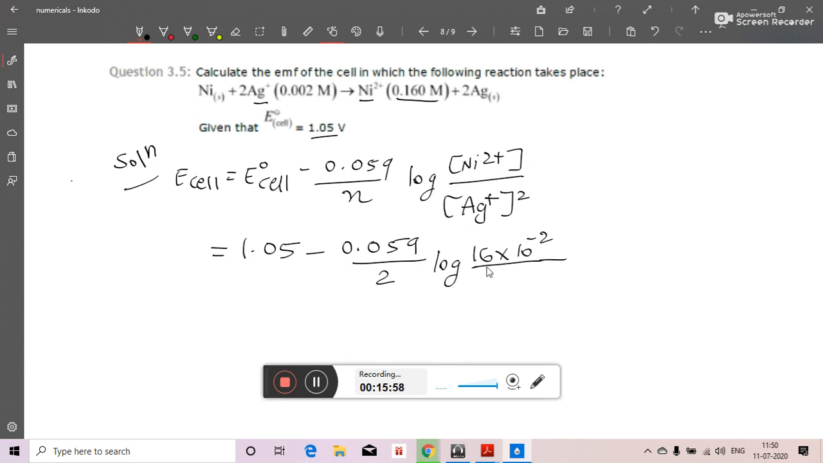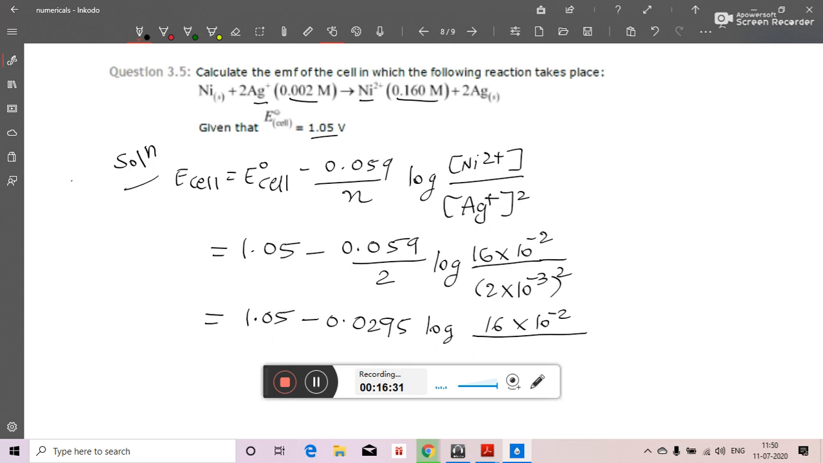And for Ag plus it is 0.002, so that can be written as 2 into 10 raised to minus 3, and in the power we are having 2. So that is equal to 1.05 minus, now 0.059 upon 2 is 0.0295 log of 16 into 10 raised to minus 2 upon, now 2 ka square is 4 into 10 raised to minus 3 into 2, so that is 10 raised to minus 6. Now 4 ones are 4, 4 fours are 16.